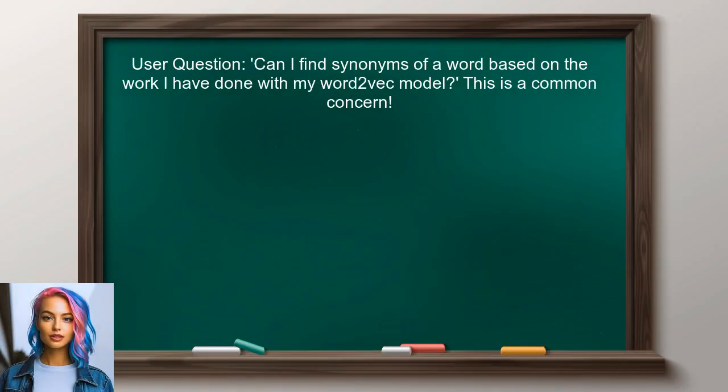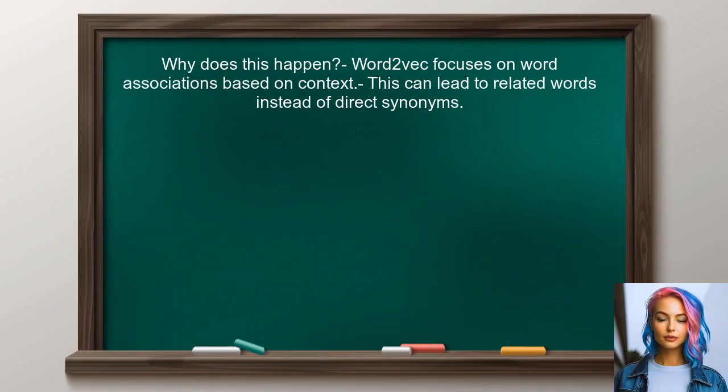Let's dive into the specific question at hand. One user recently asked, "Can I find synonyms of a word based on the work I have done with my Word2Vec model?" This is a common concern, and it's a great question to tackle. So, why does this happen?